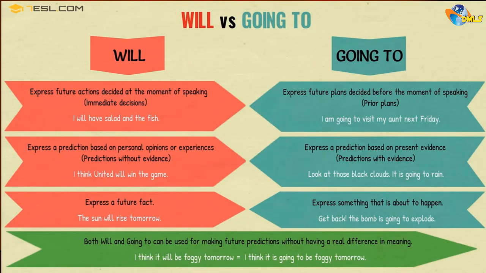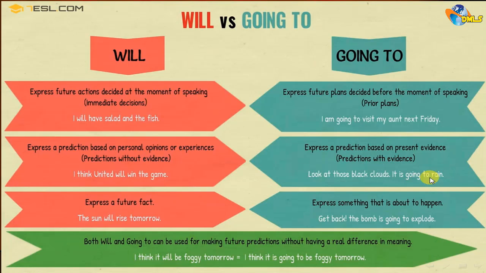What about going to? Will versus going to. So, we said that I use will to express a prediction based on personal opinions or experience. Prediction without evidence. I think United will win the game. This is your opinion. You don't have evidence. But if I have evidence, I express a prediction based on present evidence with going to. Look at those black clouds. It's going to rain. Now I have evidence.